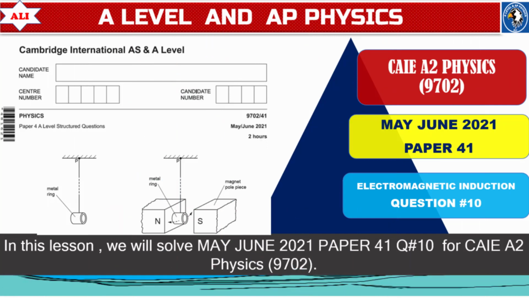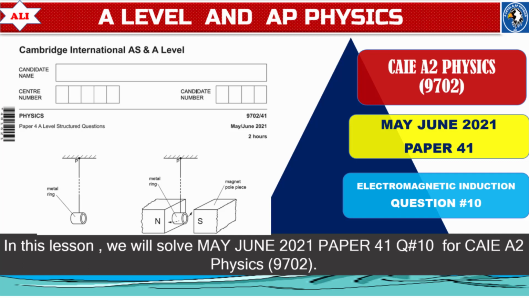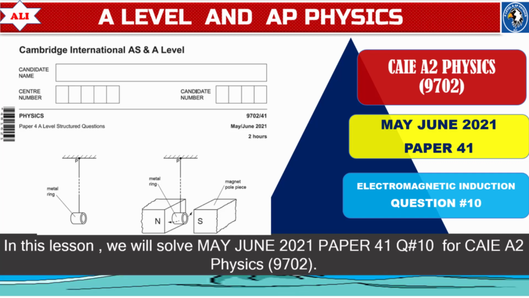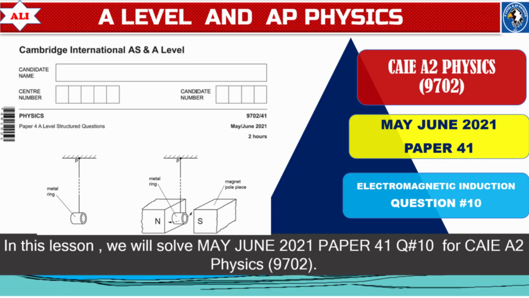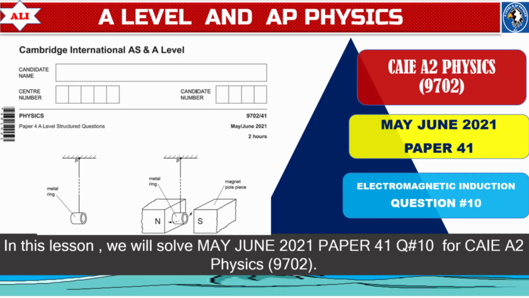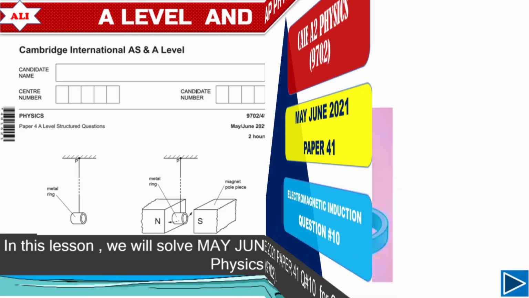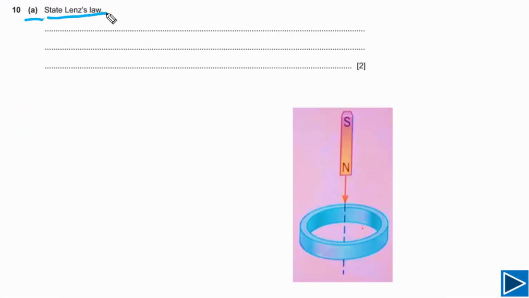In today's lesson, we will discuss a typical type of question on electromagnetic induction from May-June 2021 paper 4-1. In this question, I will explain what Lenz's law is, what eddy currents are, and what an eddy pendulum is. For part A, we need to state Lenz's law.